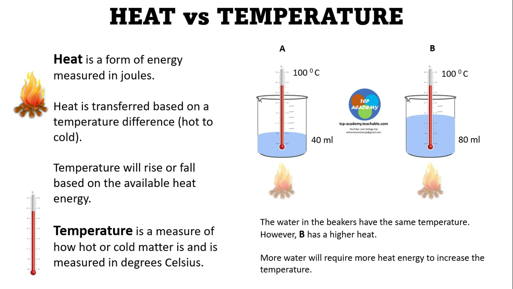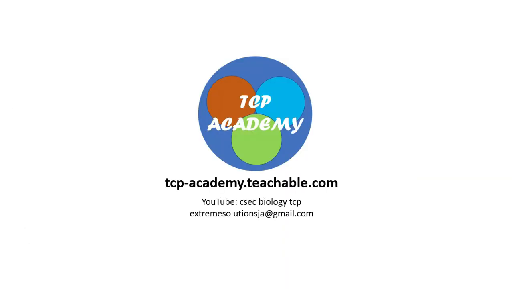So to summarize, heat is a form of energy. This energy is used to raise the temperature of a body. Heat is measured in joules. Temperature is how hot or cold matter or a substance is, and it is measured in degrees Celsius.